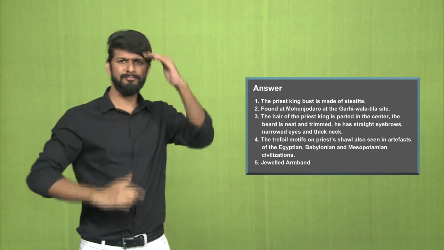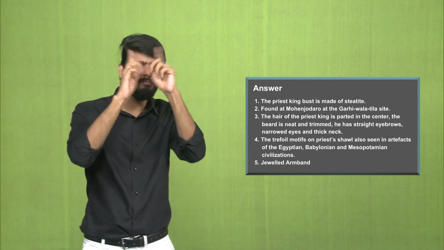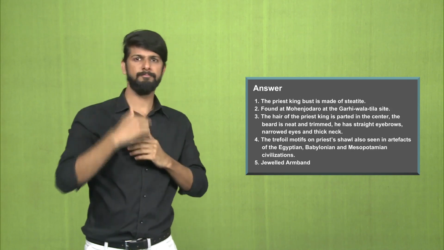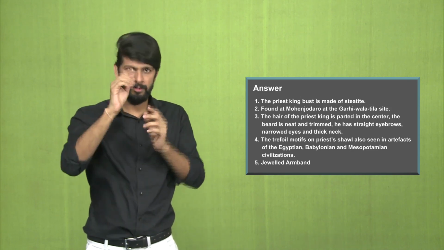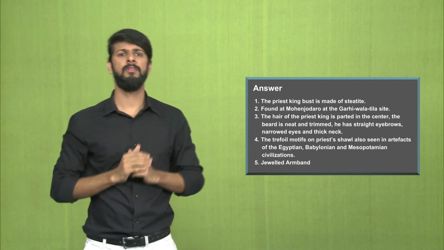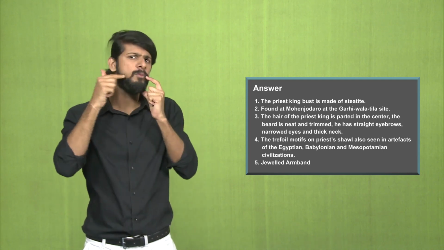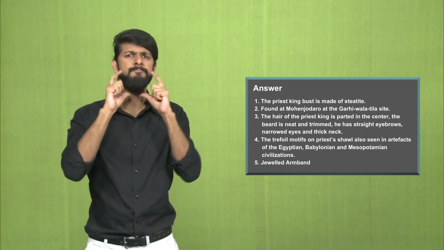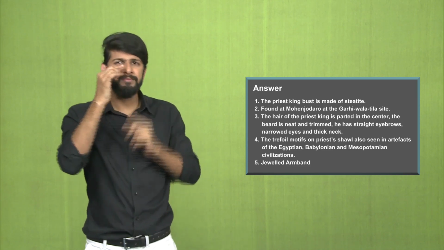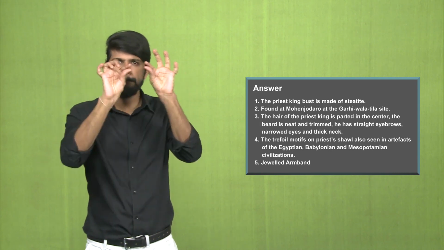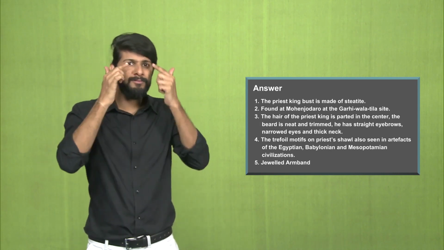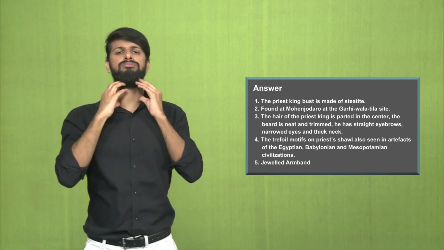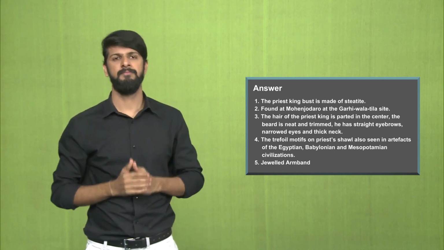Third answer, the priest bust can be described by identifying that the hair of the priest king is parted in the center, the beard is neat and trimmed, the eyebrows are straight, the eyes are narrow, and the neck is thick.